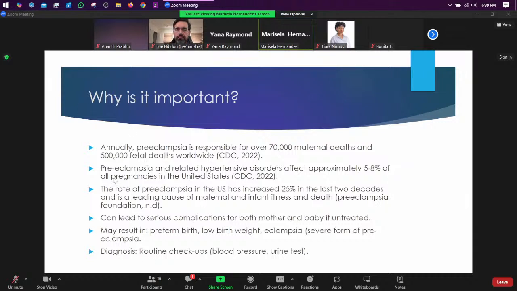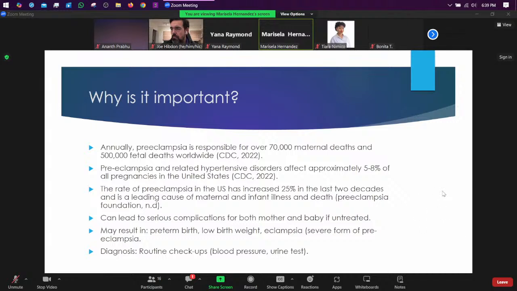Why it's important, a few reasons. Annually, preeclampsia is responsible for over 70,000 maternal deaths and 500,000 fetal deaths worldwide. Preeclampsia and related hypertensive disorders affect approximately 5 to 8% of all pregnancies in the United States. The rate of preeclampsia in the U.S. has increased 25% in the last 2 decades and is a leading cause of maternal and infant illness and death. It can lead to serious complications for mother and baby, and it may result in preterm birth, low birth weight, and eclampsia, which is a severe form of preeclampsia.